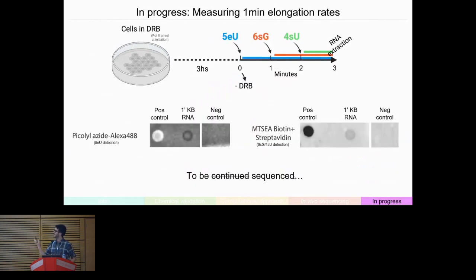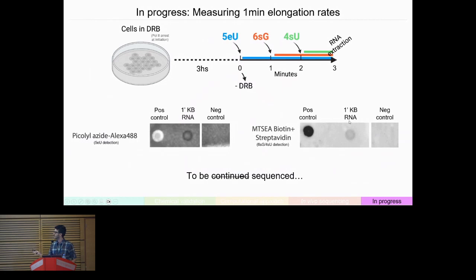So we still need to sequence these, but this is a dot plot for RNA. And we can already detect 5-EU after just a minute in the RNA, and 6-SG and 4-SU also just after a minute of labeling. So we are really excited about this, and I'll sequence it when I'm back.